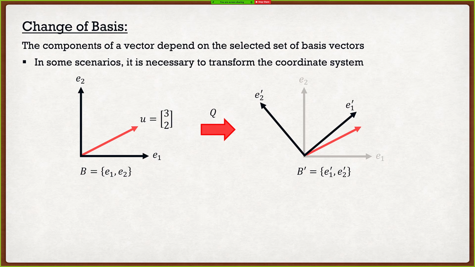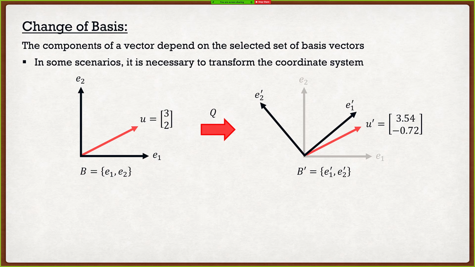The key takeaway I want to show you guys right here: U did not change. My vector U remained static. It did not move at all. I just moved my basis set. Now, even though U did not change, since I moved my basis set, it's very easy to see that U is going to have different components.